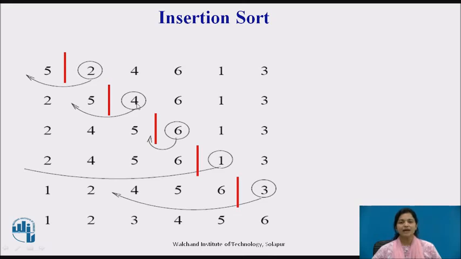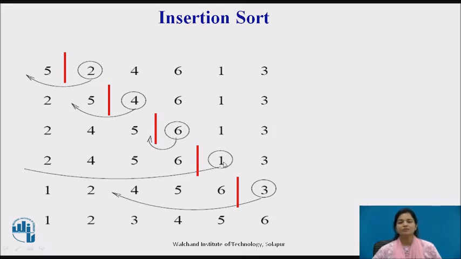Now the index will be at the third position and our number is 4. So 4 will be compared with 5 and 2. Now 4 is less than 5, so it should be in between 2 and 5. So 5 will be shifted and 4 will be inserted. Then we go to the next index, which is 6. Again 6 will be compared with 4 and 5. It is greater, so we do not move 6.